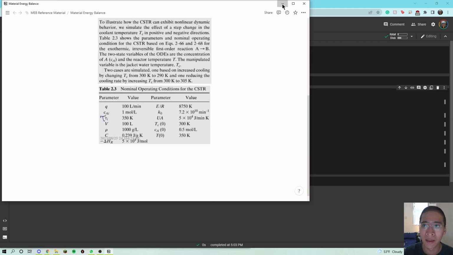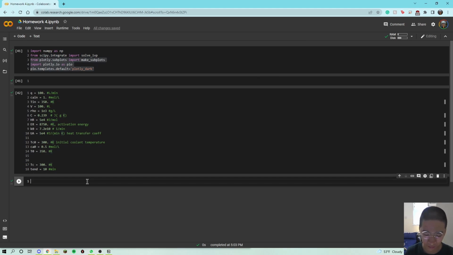Okay, so what do we always do when we want to solve a differential equation? We want to define the right-hand side, which takes in time and the independent variables. Okay? And we'll call that vec.